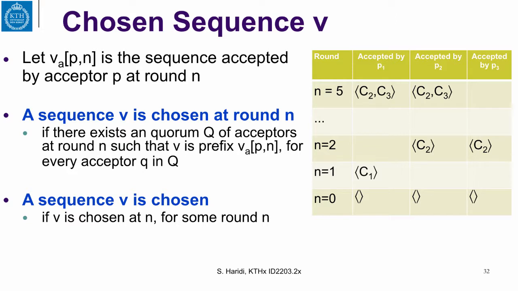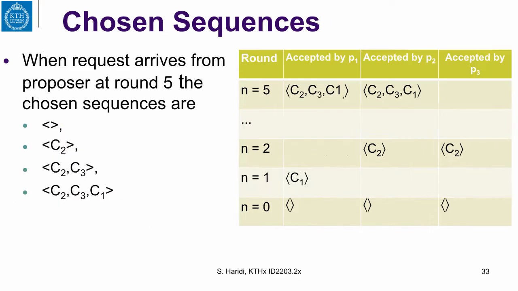Now let us, just for more understanding of this concept of ballot array and chosen sequence, enumerate the chosen sequences at different rounds here. And this is still also very instructive. So here is the situation. The chosen sequence here is the empty sequence. Here the chosen sequence is the empty sequence, because there's no majority for C1. Here the chosen sequence is C2.